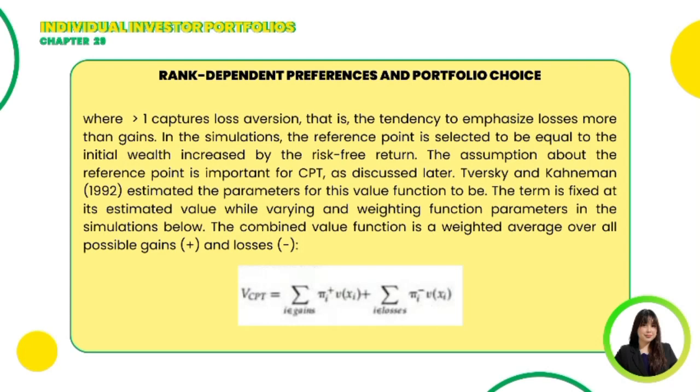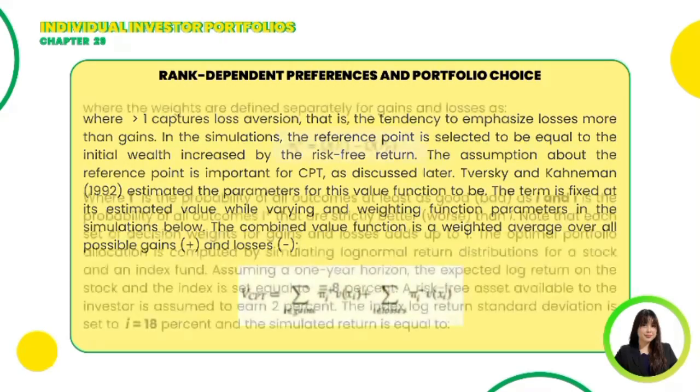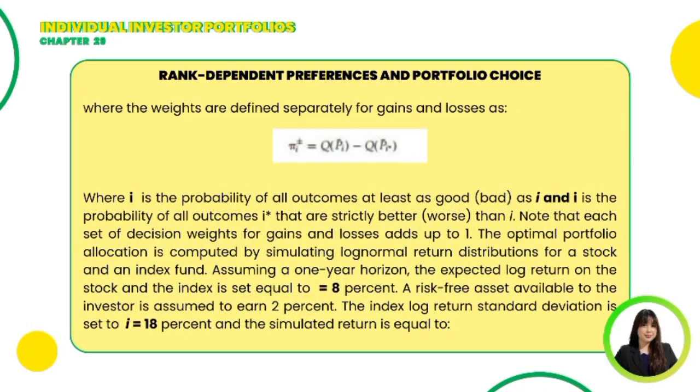The combined value function is a weighted average over all possible gains and losses. Weights are defined separately for gains and losses as in this equation, where p_i is the probability of all outcomes at least as good or bad as i, and the other term is the probability of all outcomes that are strictly better or worse than i. Note that each set of decision weights for gains and losses adds up to 1.